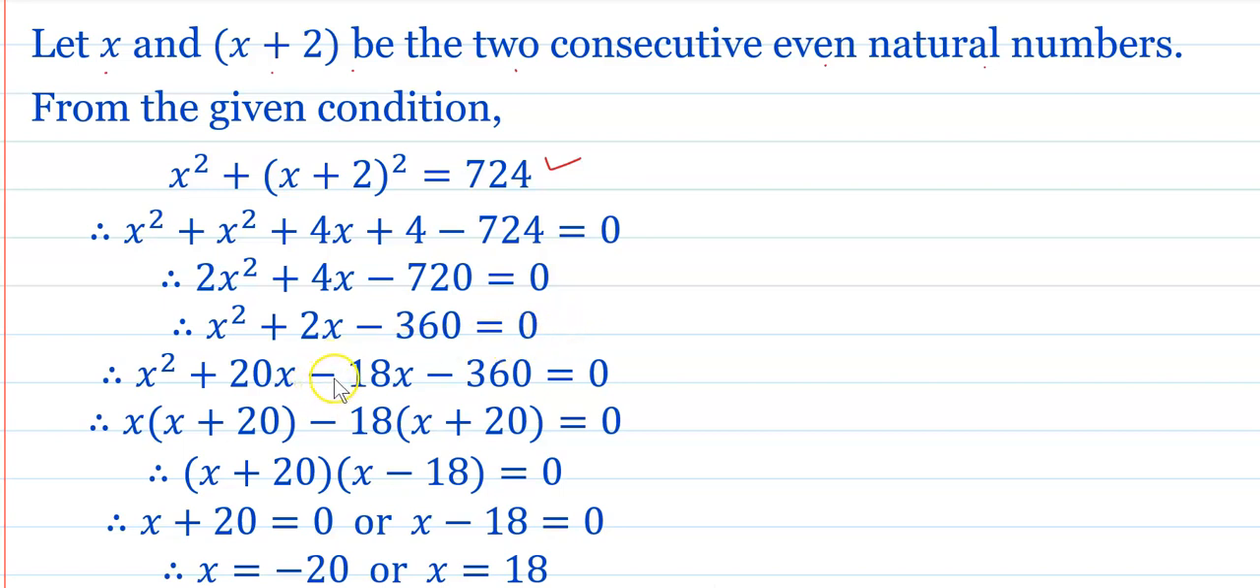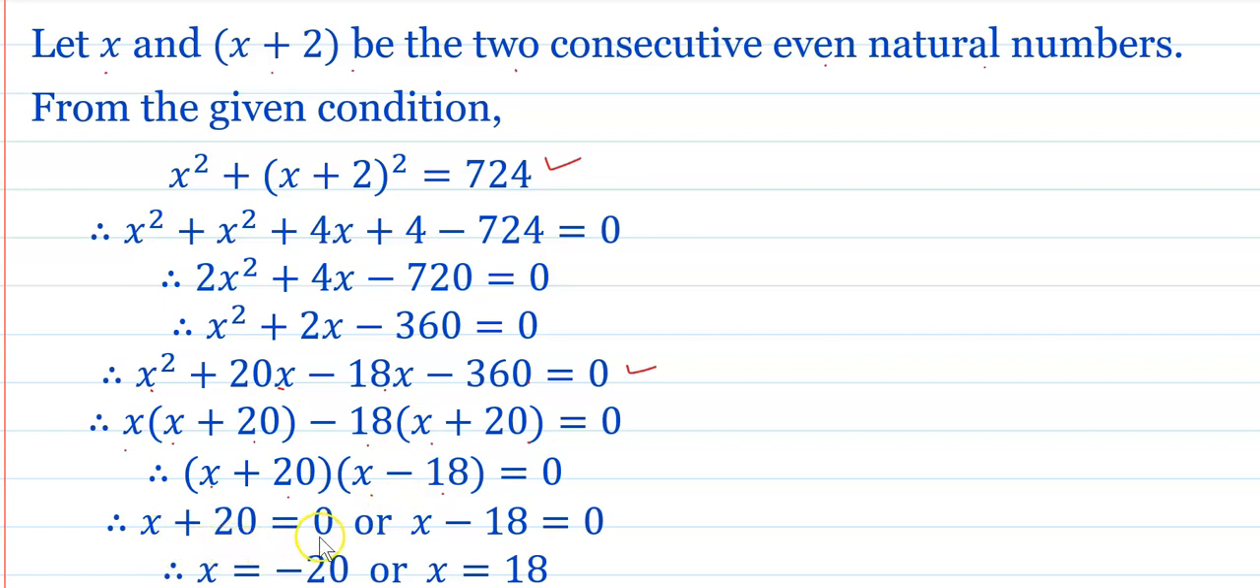Again here we will find the factors. 20 and minus 18. These are the two numbers whose product is minus 360 and whose difference is 2. Therefore, x square plus 20x minus 18x minus 360 is equal to 0. From this, take x as common. Then in the bracket you will get x plus 20. From these two, take minus 18 as common. You will get in the bracket x plus 20. Therefore, in the first bracket x plus 20, in the second bracket x minus 18.